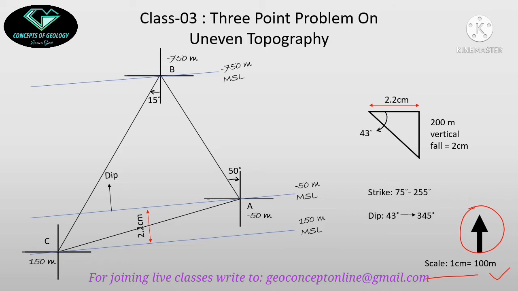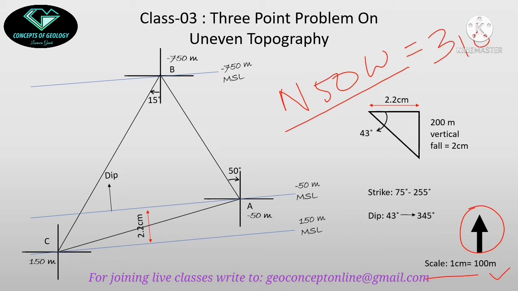The first instruction given for drawing the borehole location plan was that borehole location point B is located north 50 degree west of A. Now, north 50 degree west means 50 degree west of north, so it is 360 minus 50, that means it is 310 degree. In whole circle bearing it will be 310 degree, and in quadrant bearing it is north 50 degree west. So north 50 degree west means 310 degree.